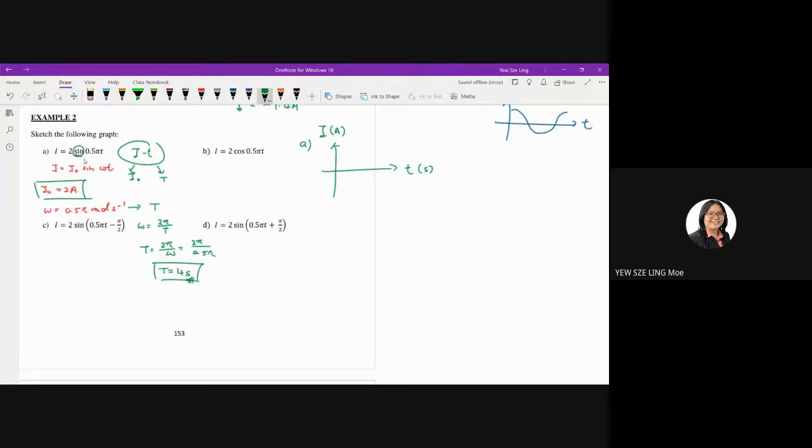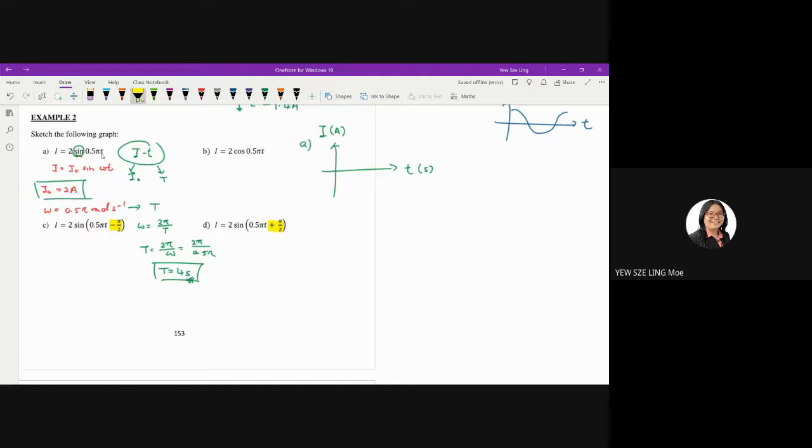According to this equation, it starts from 0 because there's no initial phase angle. What does it mean by initial phase angle? Well, you can look at questions C and D. Question C comes with a minus pi over 2, and question D comes with a plus pi over 2. It means the graph does not start from 0. It starts at an initial phase angle.